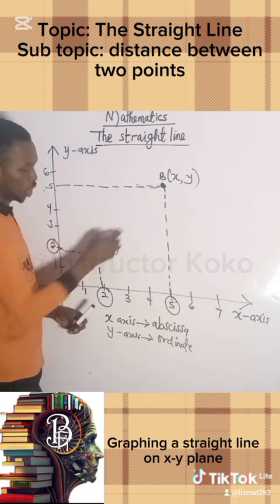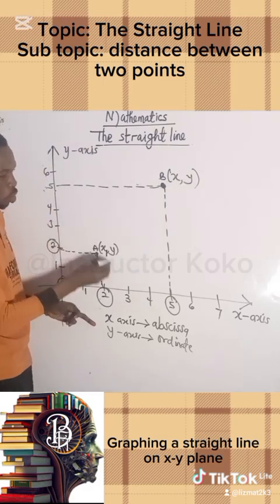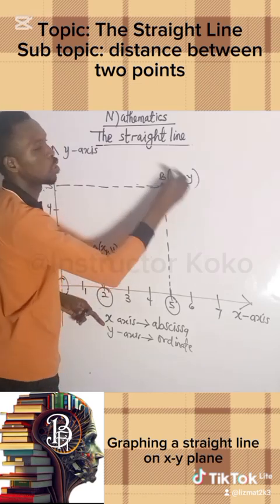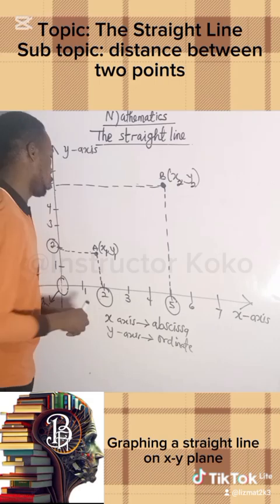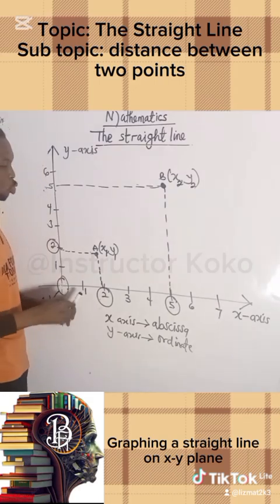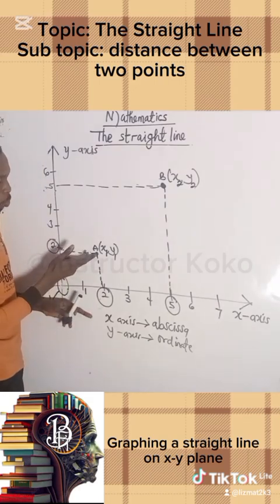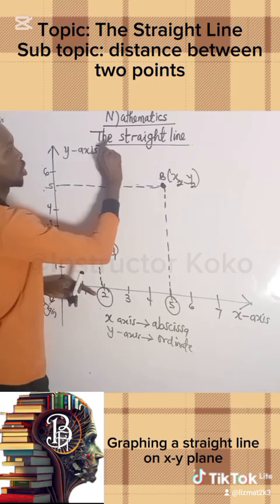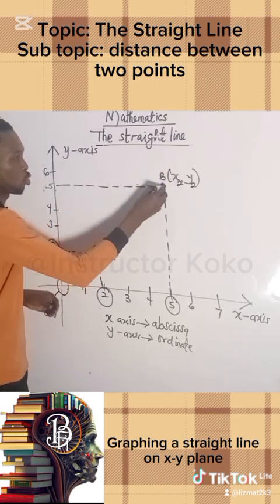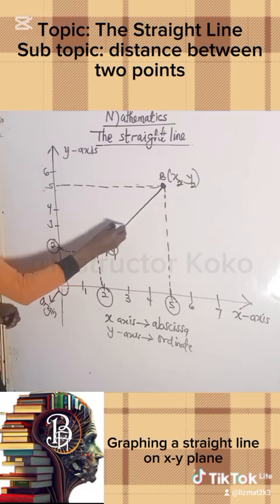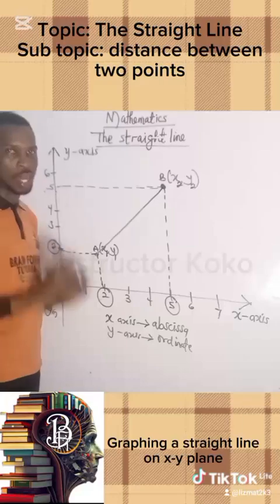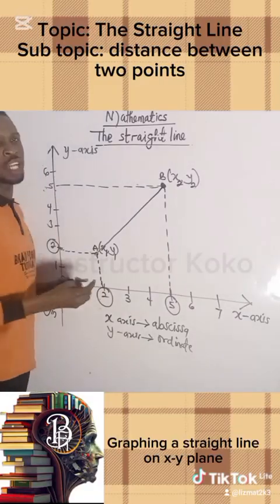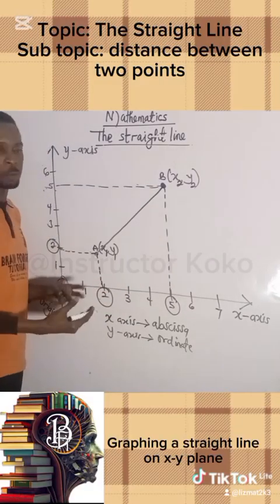So to differentiate the coordinates of A and B, I'll assume this one is x1, y1, and I'll assume this one is x2 and y2. All right. So what do I need to do? I'll join the 2 points together in order to get my straight line. So I'll just take my ruler and join this together. So this has given me a straight line.